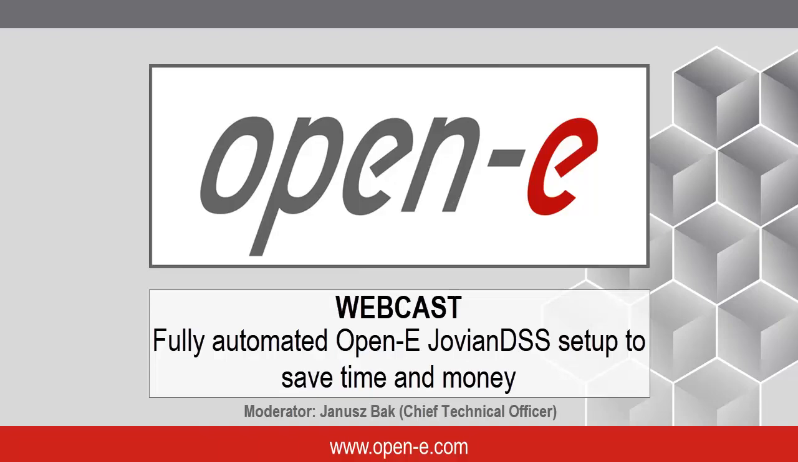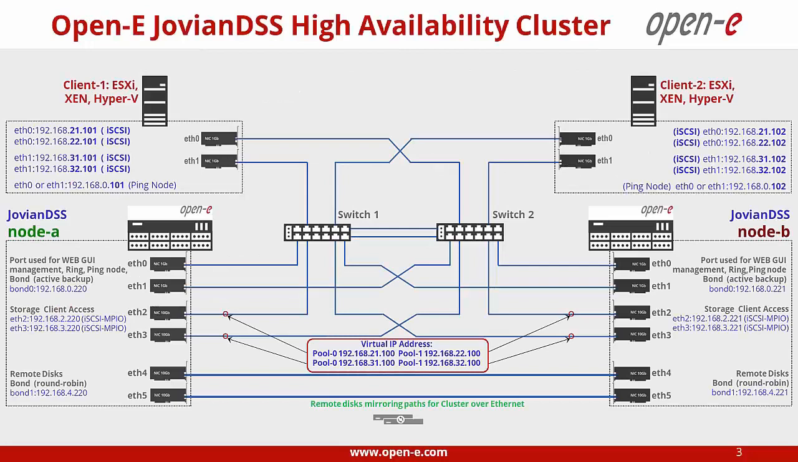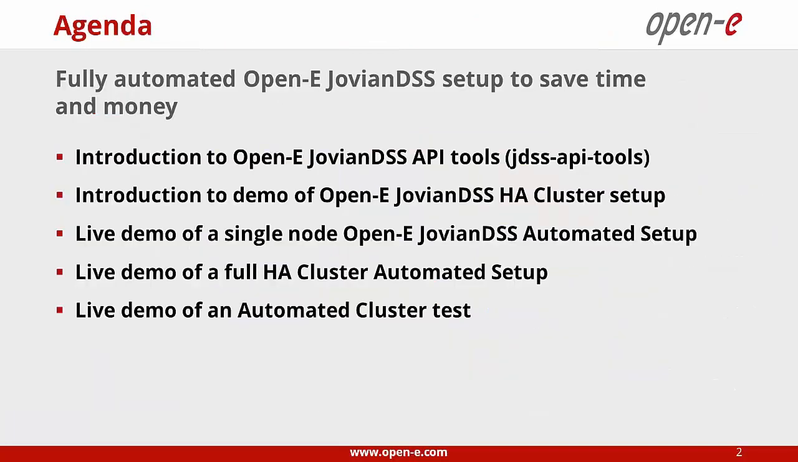go to our agenda. Today we are going to introduce the so-called Jovian API tools, which are available to download on GitHub. We will show what we are going to set up, the demo cluster. I have a chart also prepared, so we will explain what we are doing, and then a live testing, but of course a setup as well.